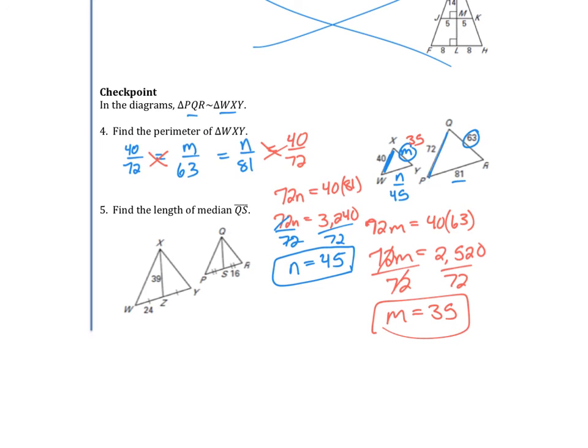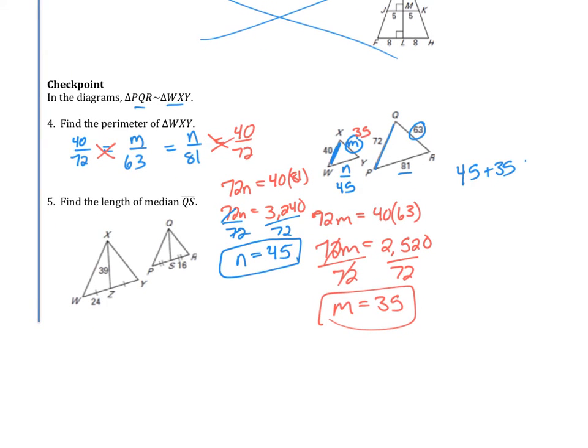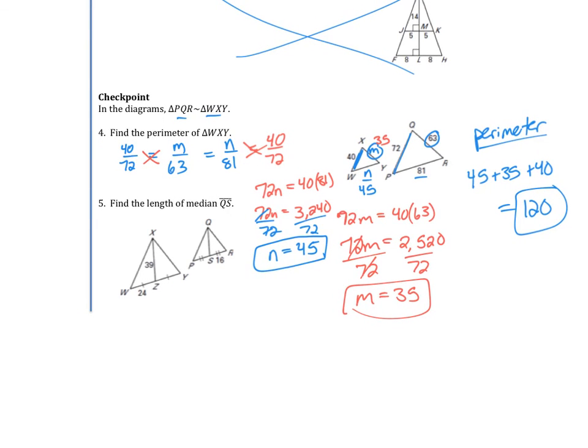So if you want to find the perimeter, it would be 45 plus 35 plus 40. So the perimeter would be equal to 120 for this triangle. All right. We are also going to skip number 5, and that is all we're going to cover for this section.